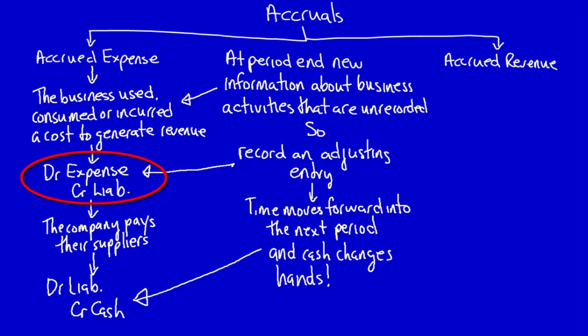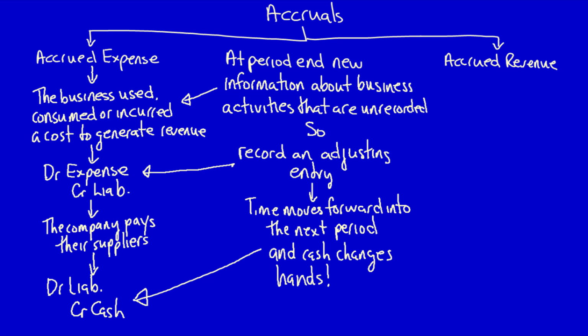Note that the adjusting entry is occurring at the end of the period. Debit expense, credit liability. It is what's called the subsequent cash transaction, which is occurring in the new period. Accrued expense. Let's look at the accrued revenue.